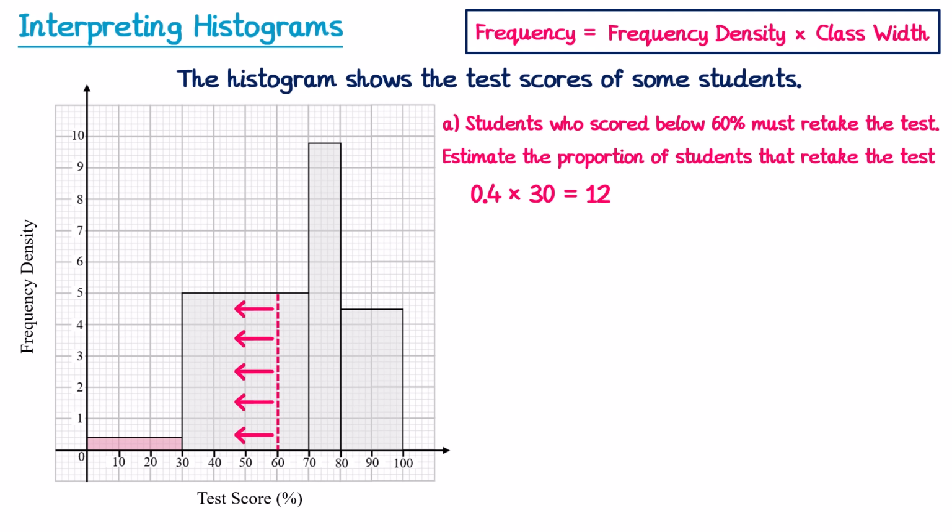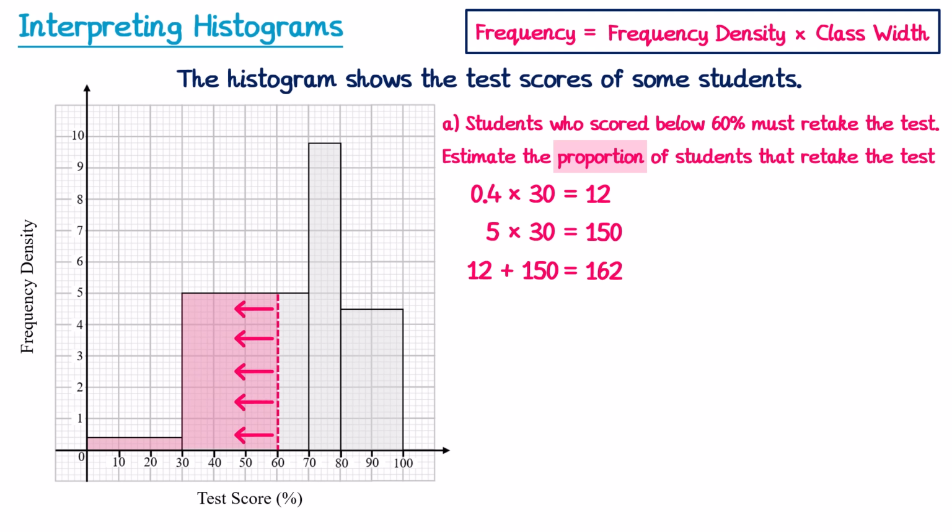Now if we move on to the next bar, we don't need the whole bar, we just need this much, because we're going all the way up to the value of 60. The frequency density here is 5, and the width of that bar goes from 30 to 60, so that's 30. 5 times 30 is 150. So if we add these two numbers together, 12 plus 150, we find there are 162 people that unfortunately will need to retake this test. But we've been asked to give this as a proportion. If you're asked to write something as a proportion, you need to write it as a fraction of the whole amount.